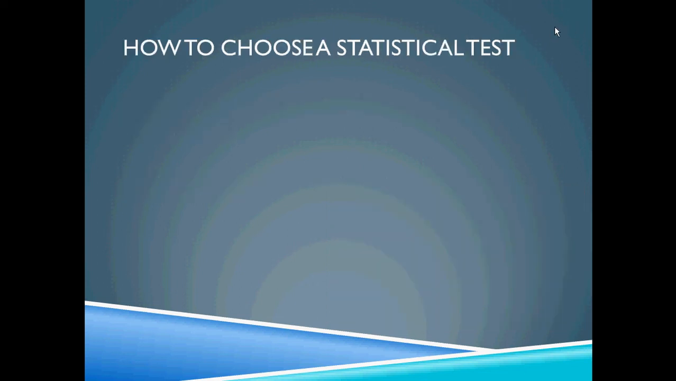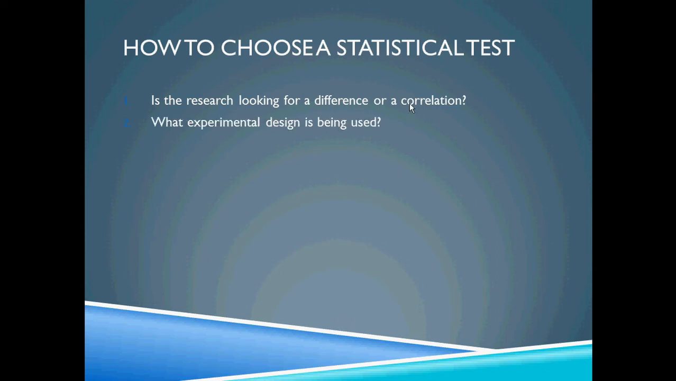Okay, so how we choose it, there are 3 basic questions we have to ask. Firstly, is this piece of research looking for a difference or a correlation? What I mean by that is a difference between 2 things, like between 2 conditions in an experiment. Difference in recall between condition A and condition B, or a correlation, like a correlation between shoe size and intelligence. Because that's kind of looking for similarity. So we want to know, is it looking for a difference or a correlation?